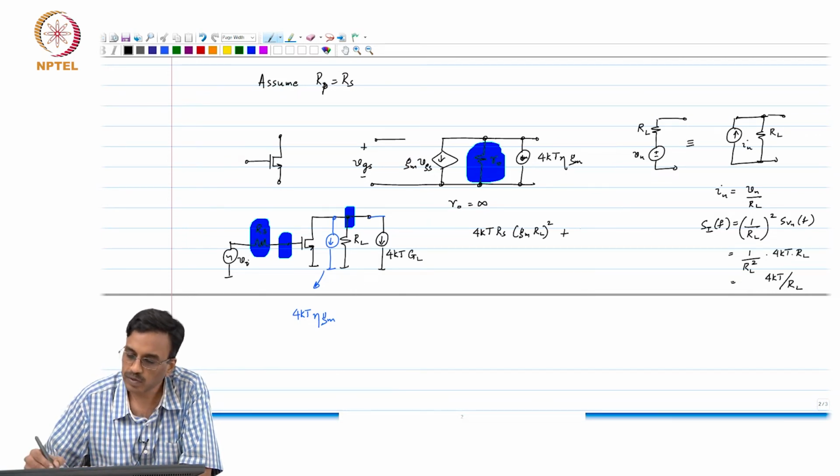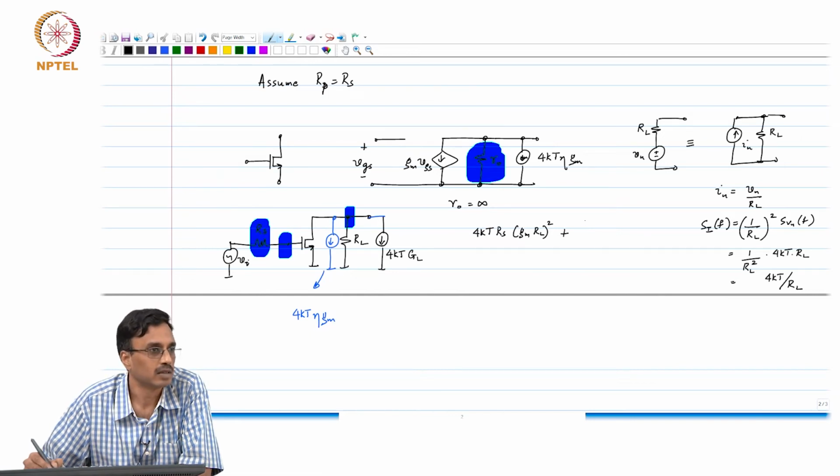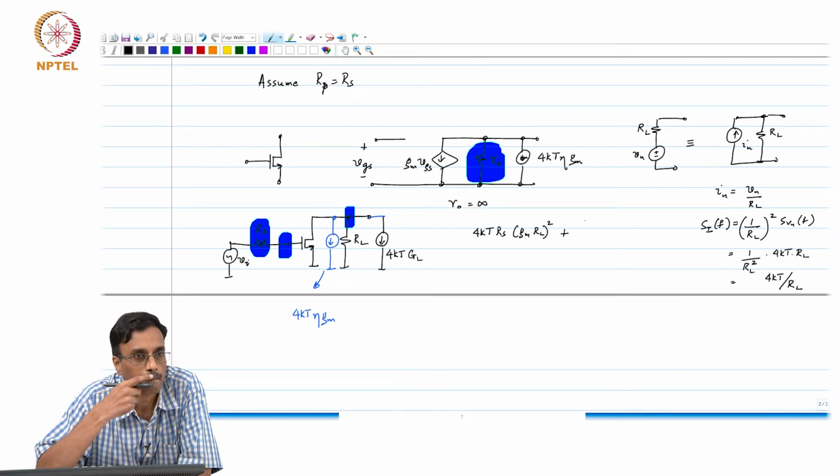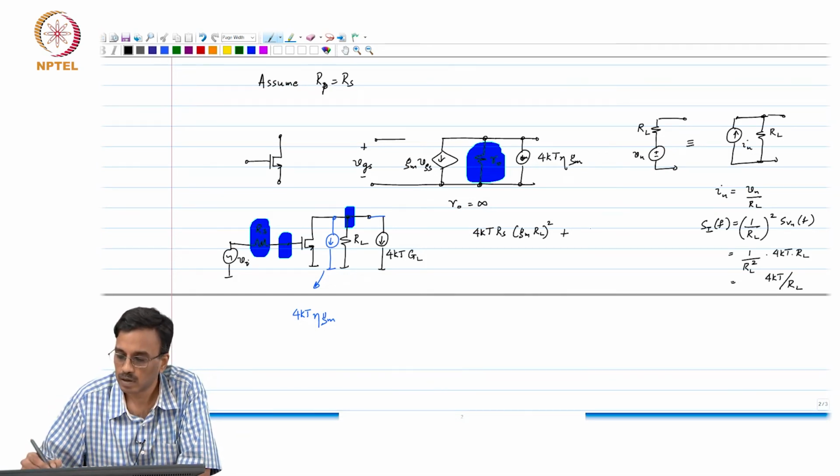This is the input source plus, what is the total noise voltage at the output now? Yes, Danish?